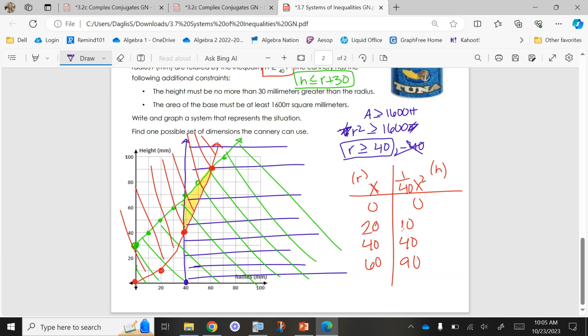Okay, well, give me a possible dimension that it could use. 40, 50 would be okay. What else? 50, 70. Yeah, there you go. That's right in the middle right here. 40, 40 would be okay. These are all correct answers. Take your pick. 60, 40 would not work. It's out here. I mean, I'm sorry, wait. 40, 60? Yes, that would work.